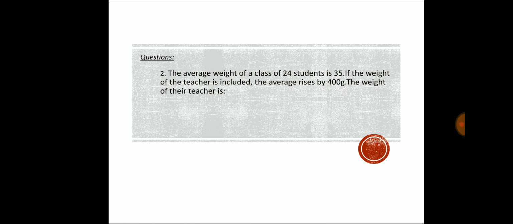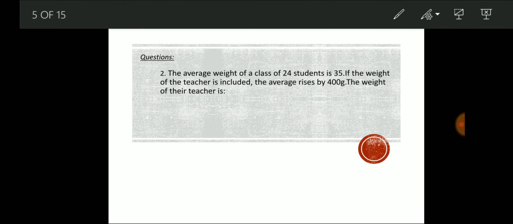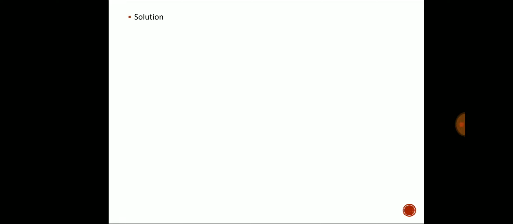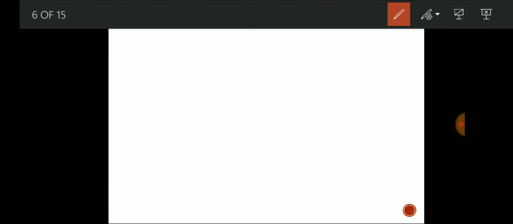So our next question is, average weight of a class of 24 students is 35. A very simple question, similar to the previous question. So 24 students have 35. If the weight of the teacher is included, average rises by 400 grams, which means the 25th person gets added, average rises by 0.4 kg, 0.4 kg for all 25 people. So the weight of the teacher is a very similar technique to the previous question. And this time around, we need not use the previous technique of taking some time. We'll just do this directly.